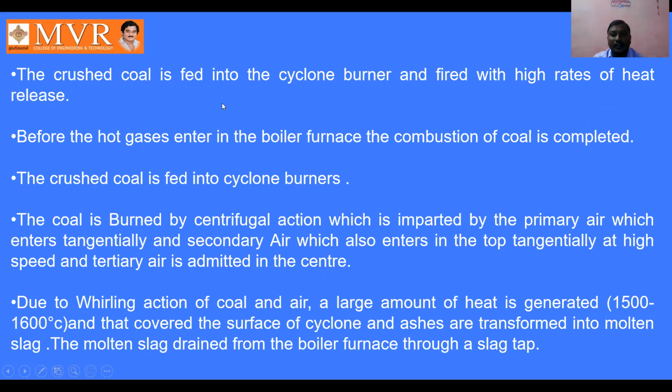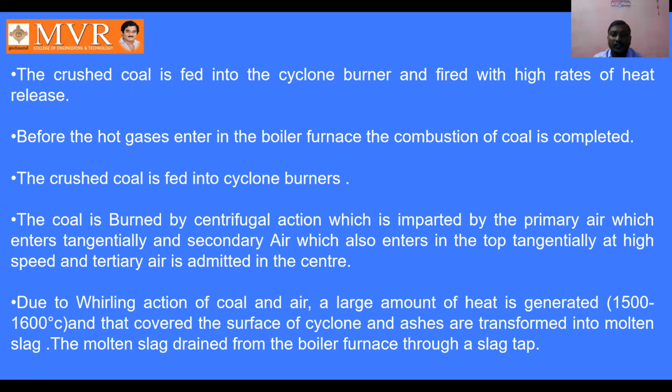When we enter into the burner, high heat is released. Before the hot gases enter the boiler furnace, the combustion of fuel is completed. That means by using the primary air and the secondary air, as well as the crushed coal which is pulverized and enters the separator, we get the hot gases. We get high rates of heat release into the boiler.